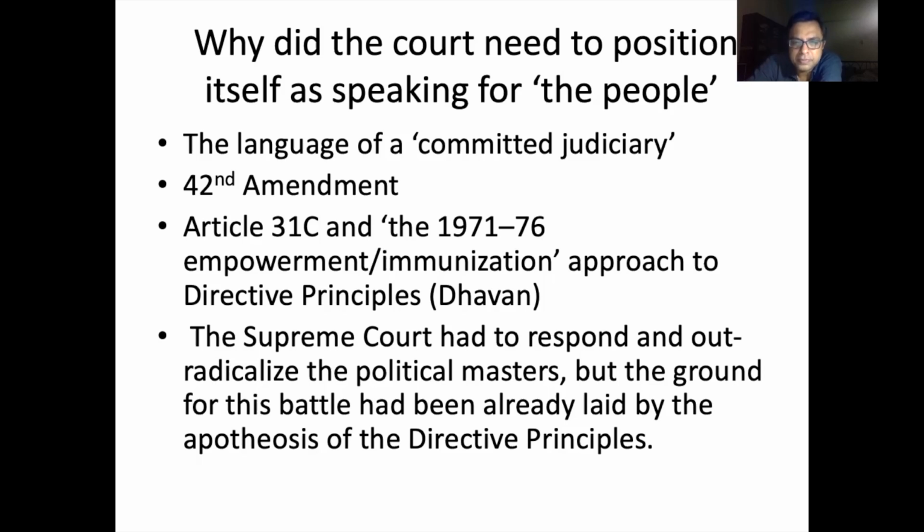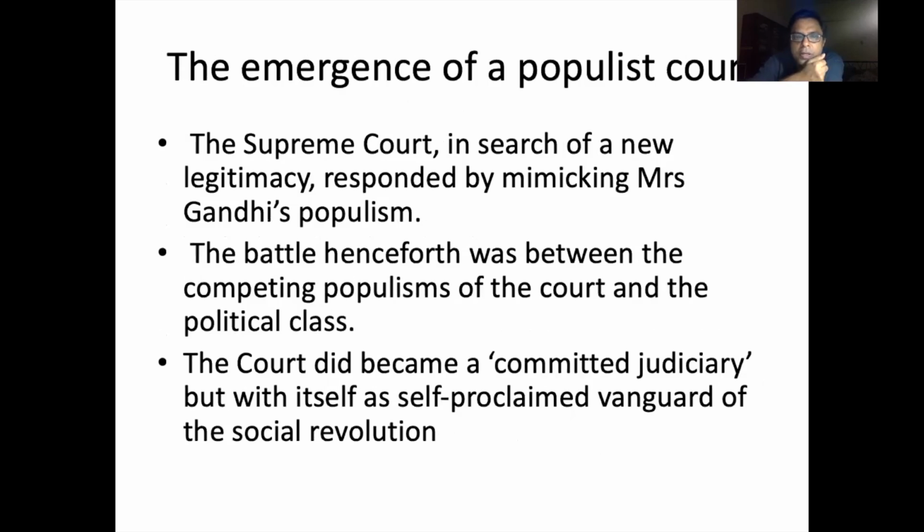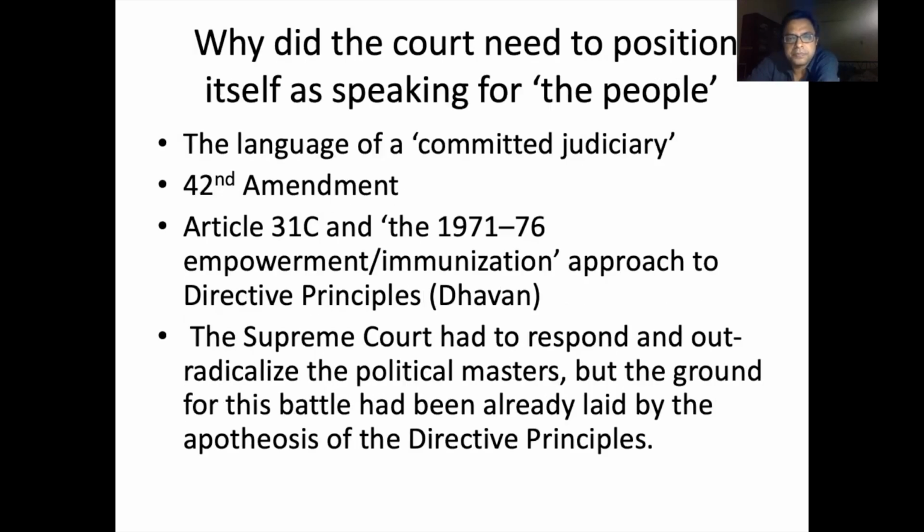But the question that I ask is, why did it have to take the form of PIL to respond to this delegitimization? Now, this becomes clearer if we look at the nature of the court's crisis, which was really its inability to stand up for civil liberties, obviously. The ADM Jabalpur case in 1976, the habeas corpus case, that's what it's called.